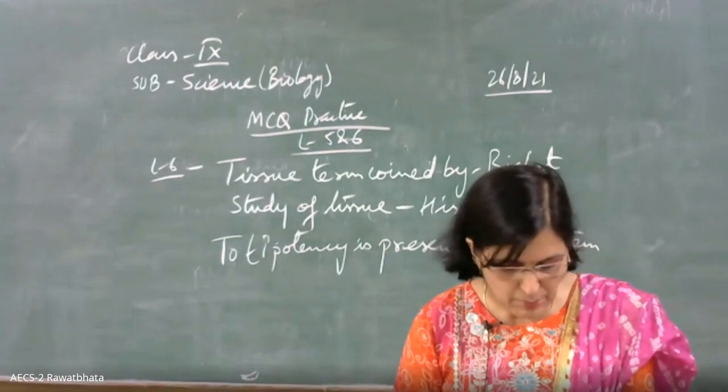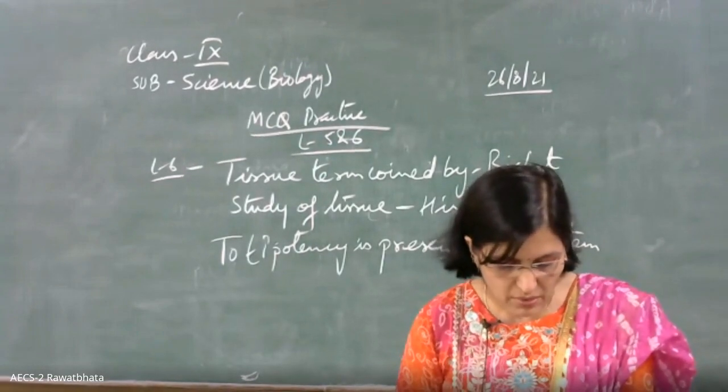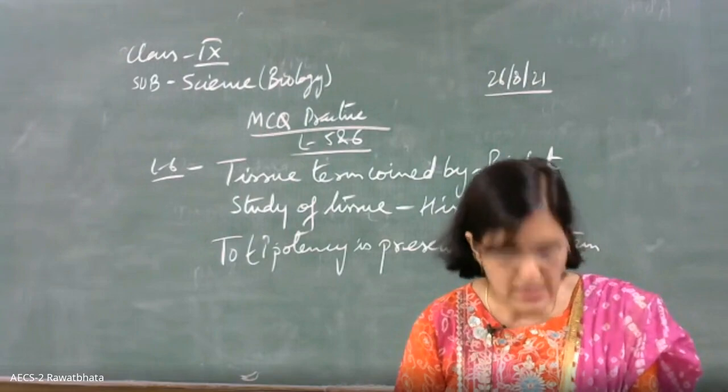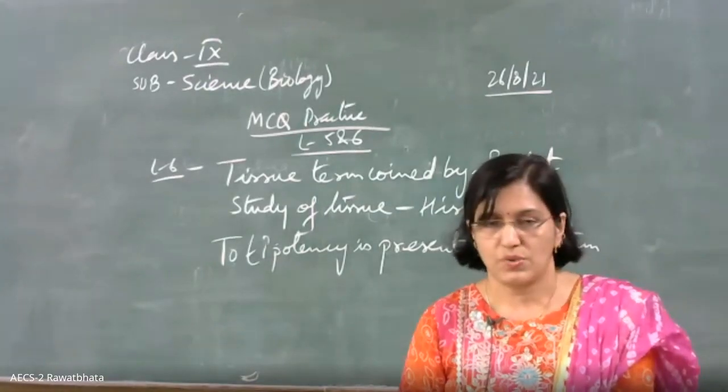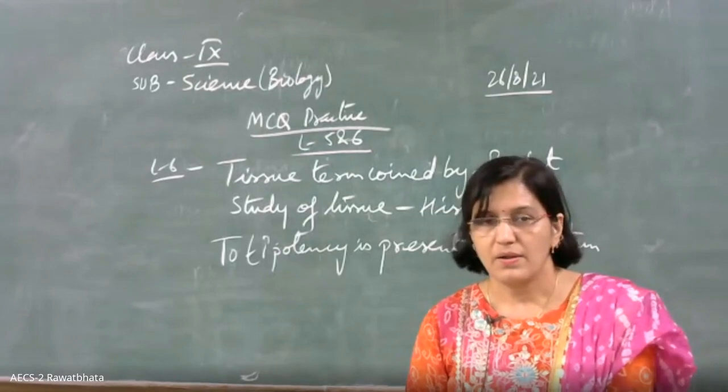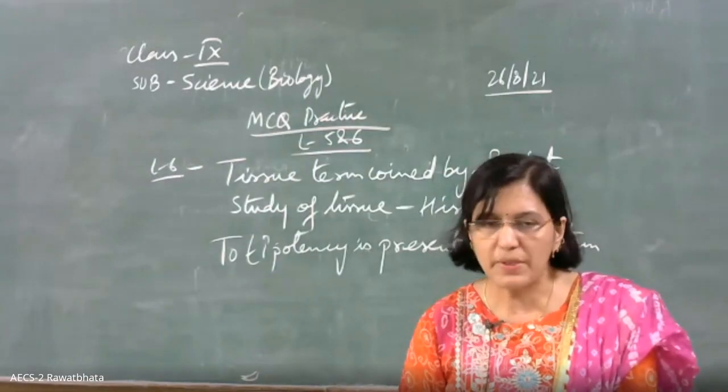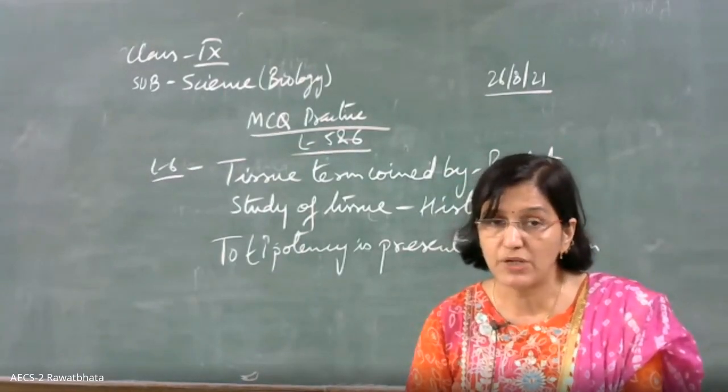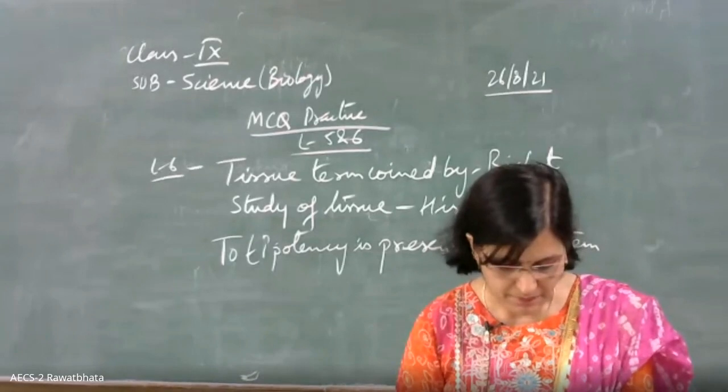A permanent plant tissue consisting of thin walled living cells. Which permanent tissue? Thin cell wall, living. The first type of permanent tissue which we have read about. Simple permanent tissue. The first simple permanent tissue. Ma'am, parenchyma. Parenchyma. Thin cell wall means parenchyma.